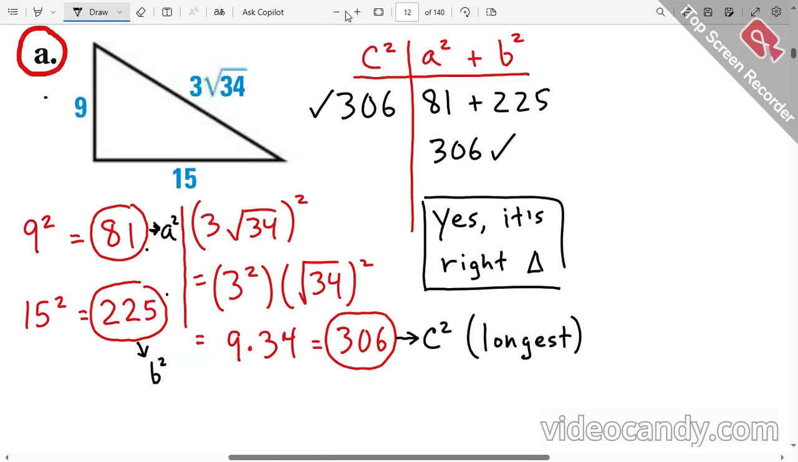And like I said, sometimes when you have something like this, you won't know if it's the longest or not. So you might want to square each side first and then put them on the chart. But we got the same value on both sides. So yes, it's a right triangle. C squared equals A squared plus B squared. All right, you don't have to use the chart, but that seems to be the best way to explain it.